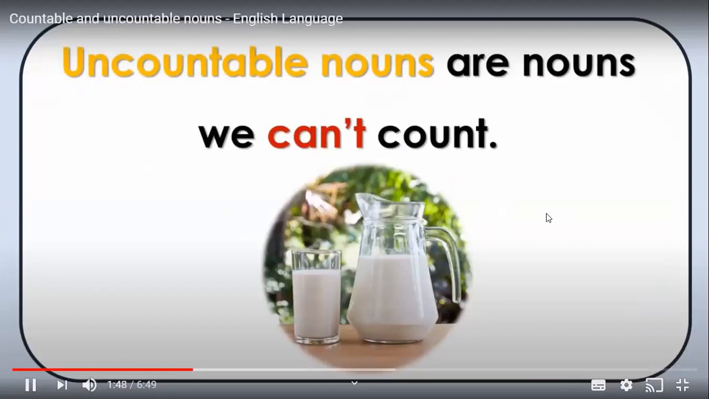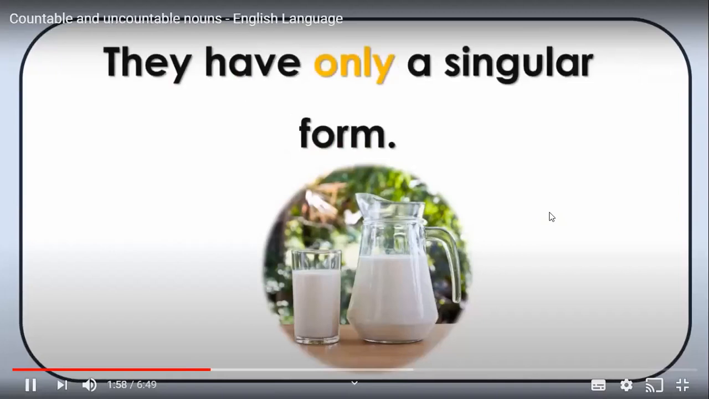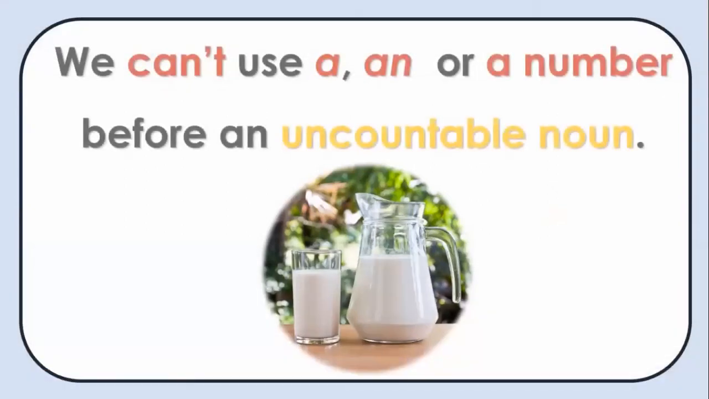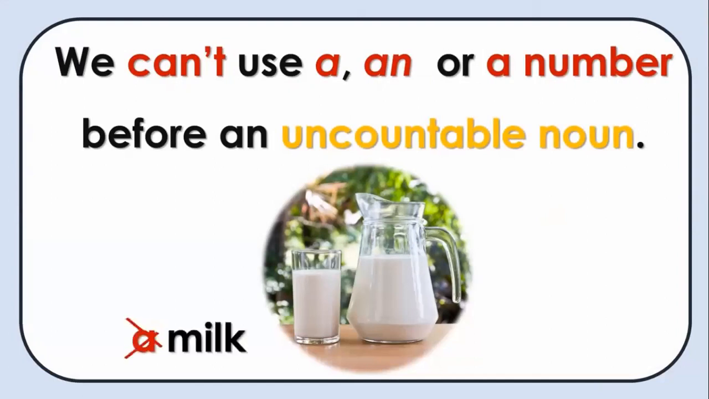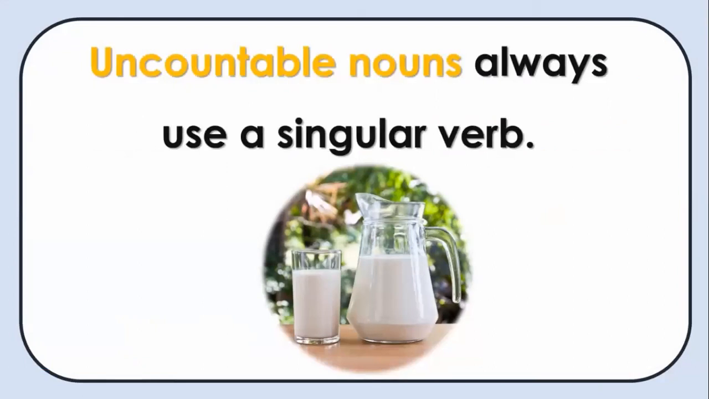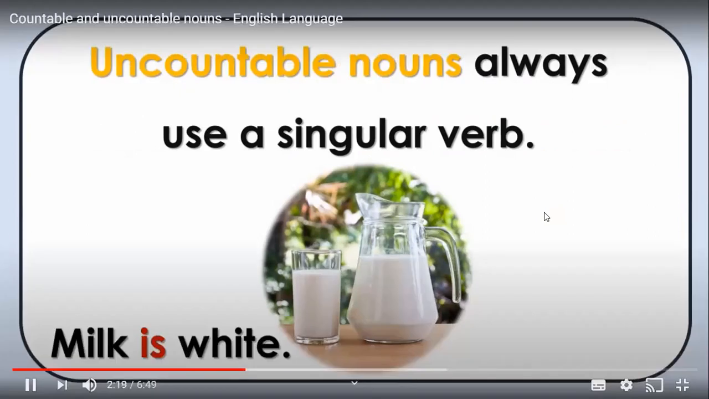Uncountable nouns are nouns we can't count. They are also called non-countable nouns, non-count nouns, or mass nouns. They have only a singular form. We can't use a, an, or a number before an uncountable noun. No, we cannot say a milk. Uncountable nouns always use a singular verb. Milk is white. Milk is uncountable, so we must use a singular verb.